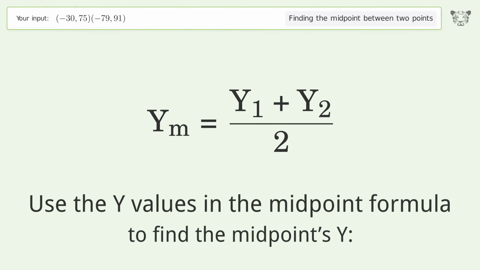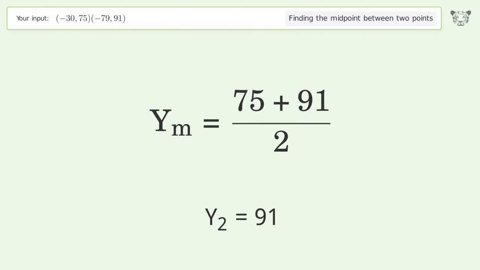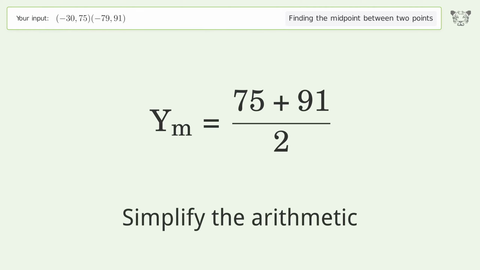Use the y values in the midpoint formula to find the midpoint's y. y1 equals 75. y2 equals 91. Simplify the arithmetic.